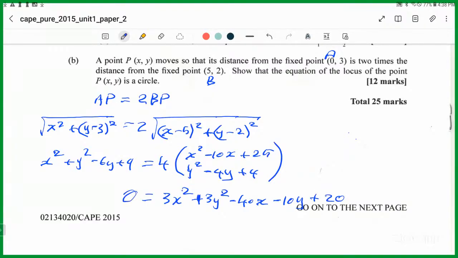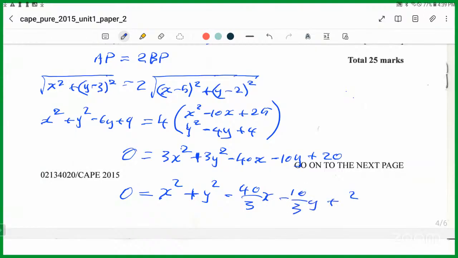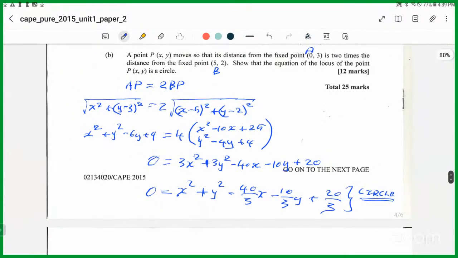I have 0 left on that side. Now, if I divide by 3, I'm going to get 0 equals x squared plus y squared minus 40 over 3 x minus 10 over 3 y plus 20 over 3. That's the equation of a circle. So you have an x squared term and a y squared term, you have an x and a y. You have fractions and so on, but that's the equation of a circle. So I've shown that the locus is a circle. That is it. Very good.